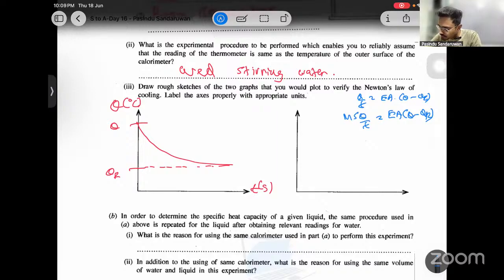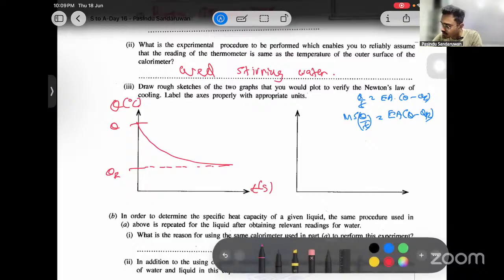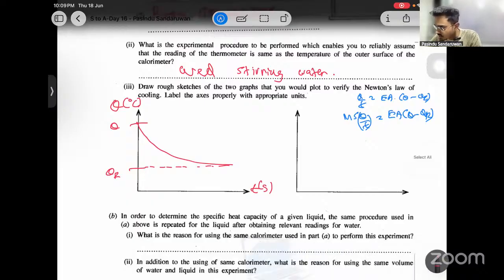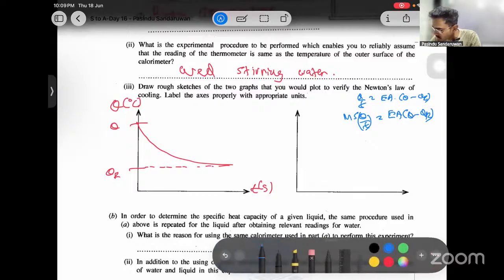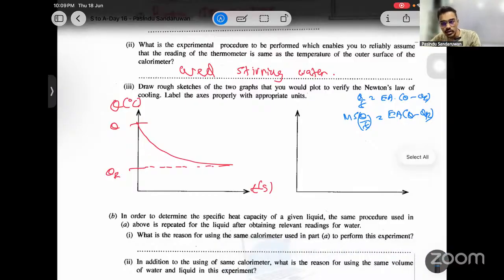Now, for a given liquid, if we plot theta over t, which is the rate of cooling, against theta minus theta r, then EA over ms is a constant. So we see what happens if we plot the rate of cooling against theta minus theta r: y equals mx. The other possible graph is y equals mx between theta over t.